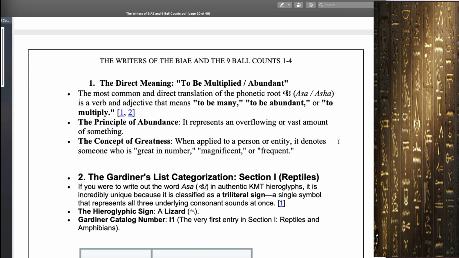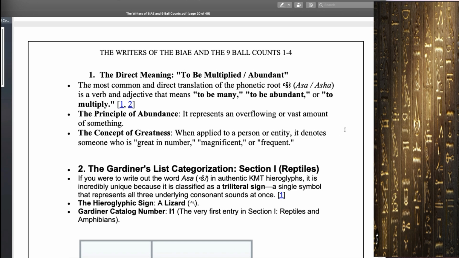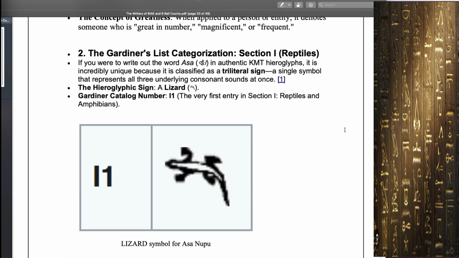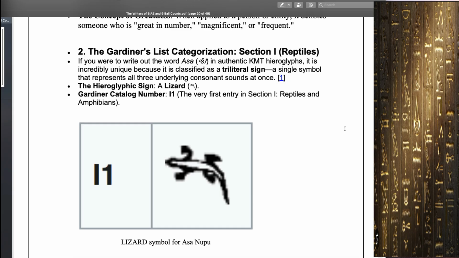If you were to write out the word Asa in authentic Kemet hieroglyphs that represent all three underlying consonant sounds at once, the hieroglyphic sign is a lizard. Gardiner catalog number I1, if I'm not incorrect. All right, the hieroglyphic sound, a lizard. Gardiner catalog number I1, the very first entry in section 1, reptiles and amphibians. All right, this is the lizard symbol for Asa.